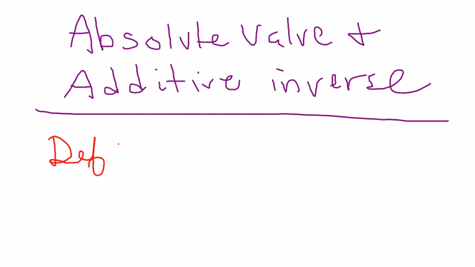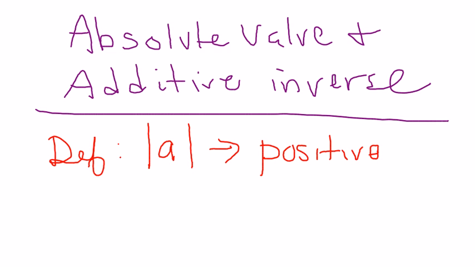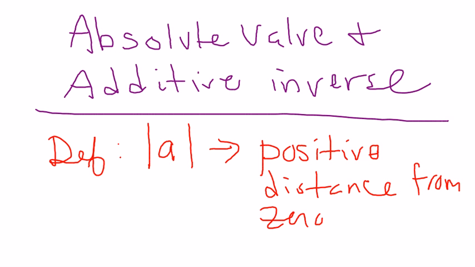Define absolute value of A. So when you see those bars, that reads as the absolute value of A, or the absolute value of a number. Well, we're going to define that as the positive distance from 0. So absolute value of A is the positive distance from 0 on the number line. For now, we're looking on the real number line. Someday we'll look at the imaginary numbers. Positive distance from 0 on the real number line.